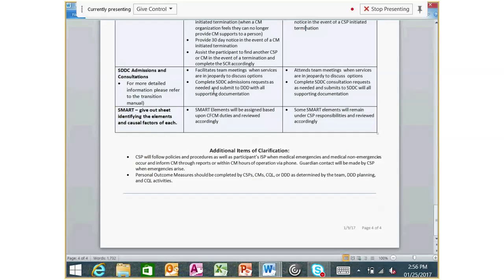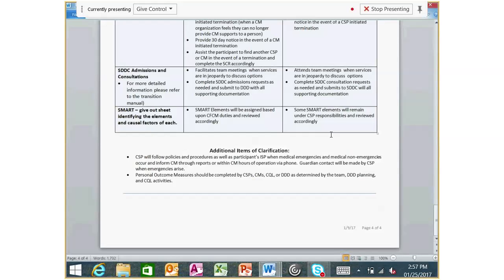request a consultation. That being said, there still needs to be some sort of team meeting or some sort of involvement by the case manager so that they're aware of what's going on and whatever situations might have come up.